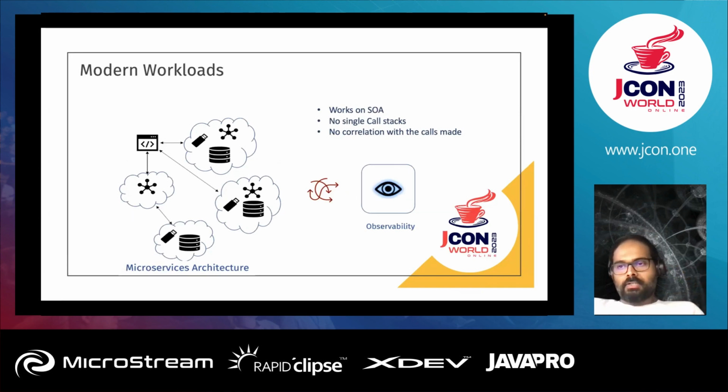Now the monolithic architecture has been completely restructured. What we have is a microservice architecture, which works basically on SOA. SOA is nothing but service-oriented architecture. The entire system is now split into different services, and these services are deployed on different servers and different locations. They talk to each other from different locations, and you don't have direct control over any of these services.